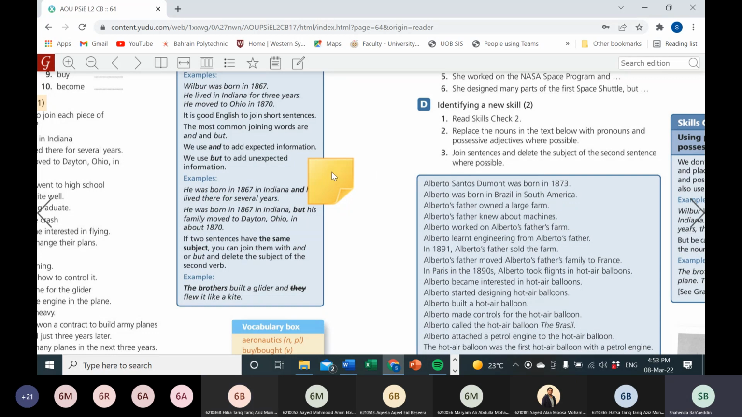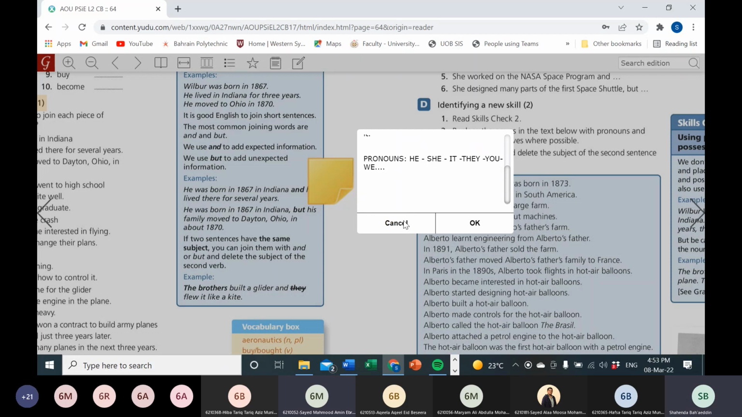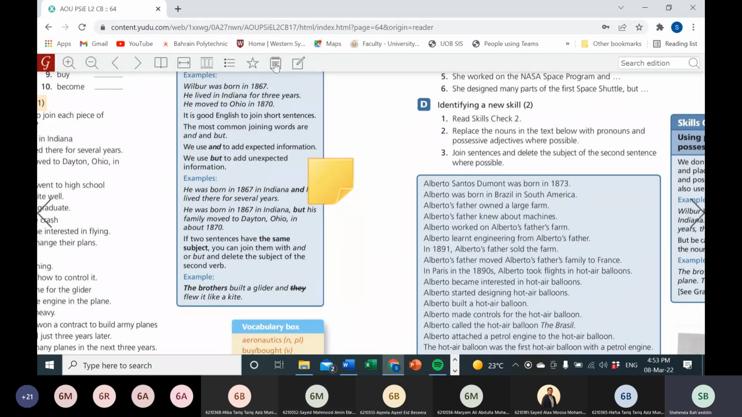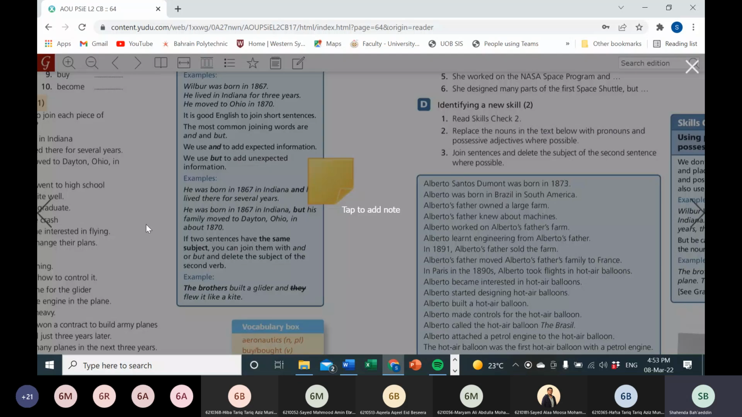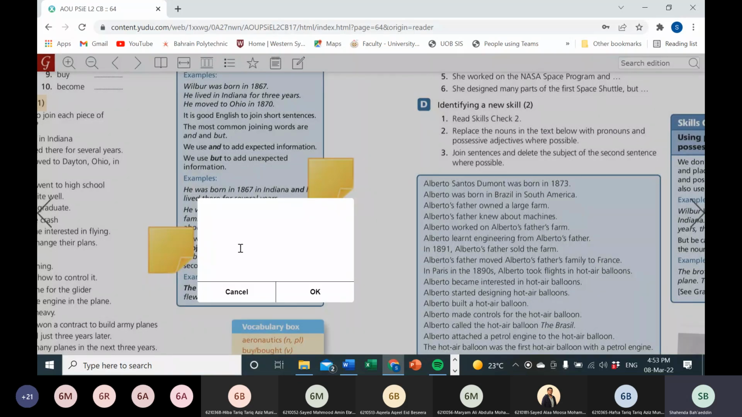Very good. So what will be the sentence then, Miss Shahenda? Let me open another thing to write. It's really very hard to use this. Okay, so it will be Alberto's father owned a large farm and he knew about machines. I can't just remove and. I need the conjunction, the linking word.